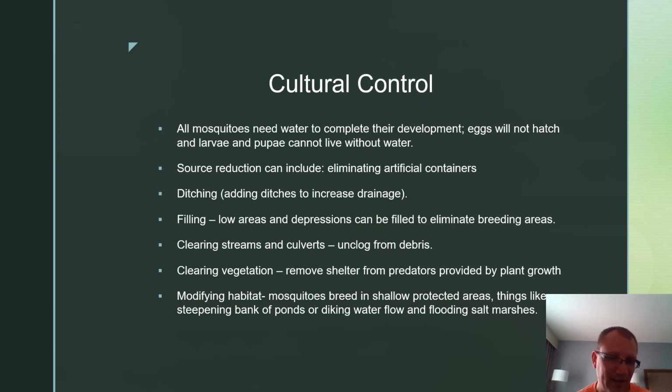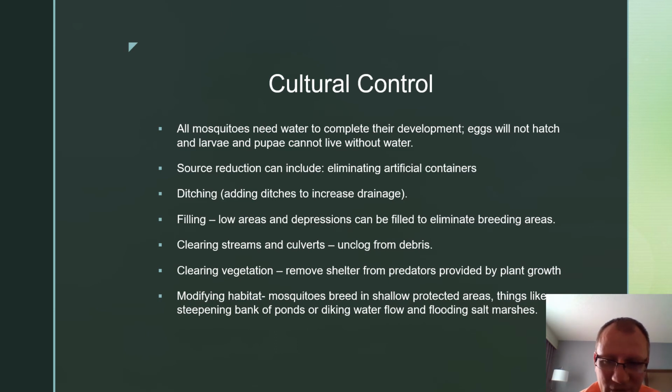Ditching, adding ditches to increase drainage, is another source reduction method. Filling low areas and depressions can help eliminate breeding areas. You also can look at clearing streams and culverts by unclogging debris. Look at clearing vegetation, removing shelter from predators provided by plant growth, and modifying the habitat.